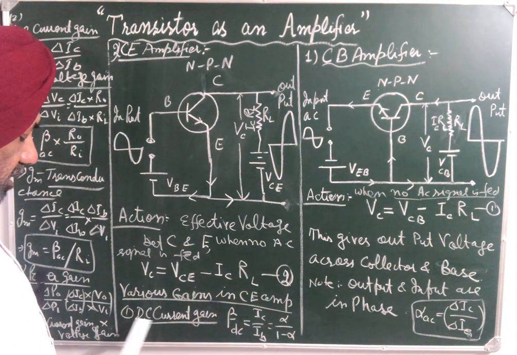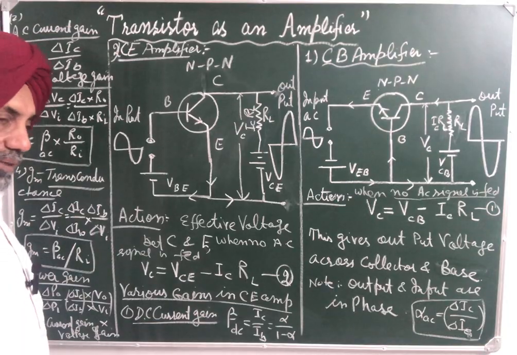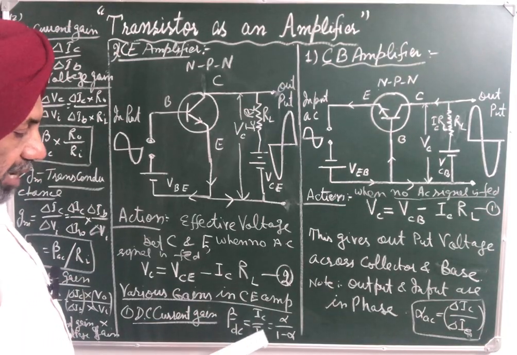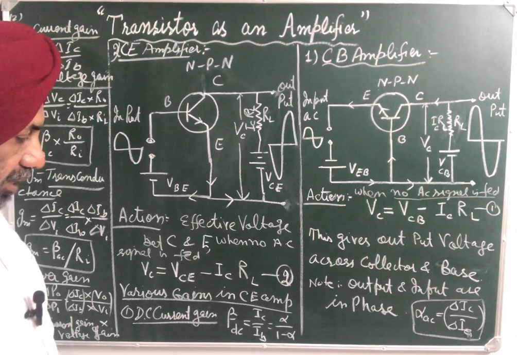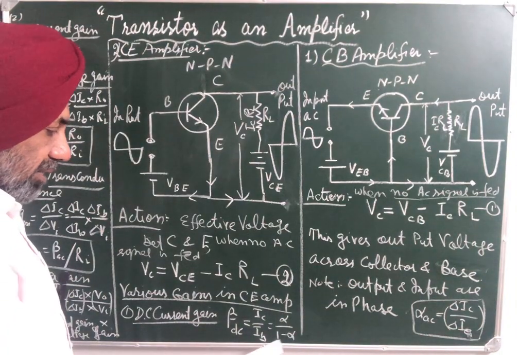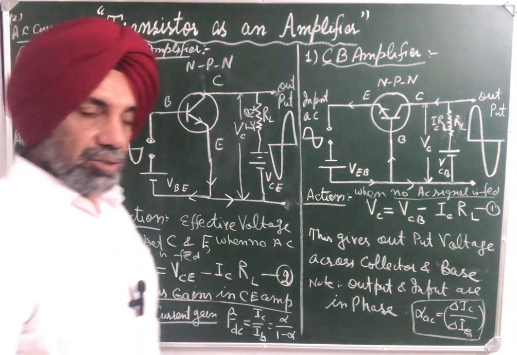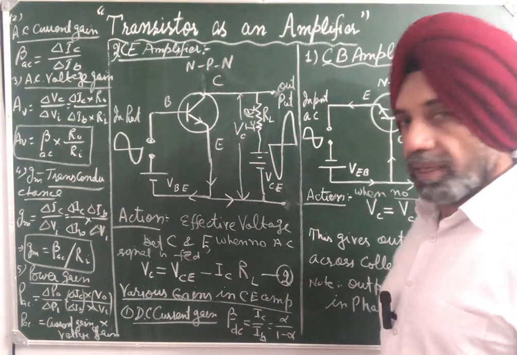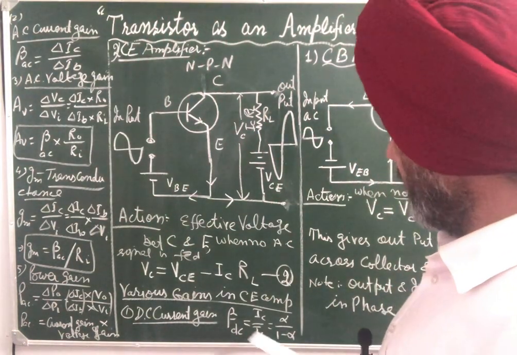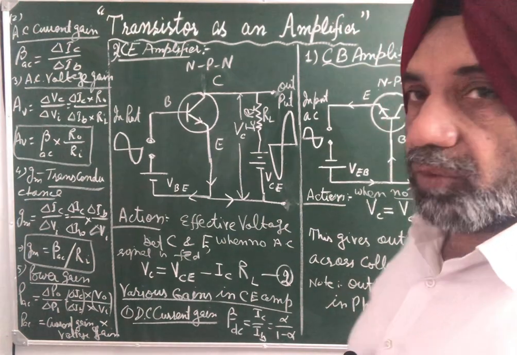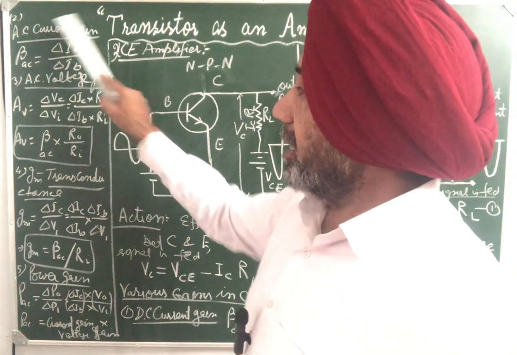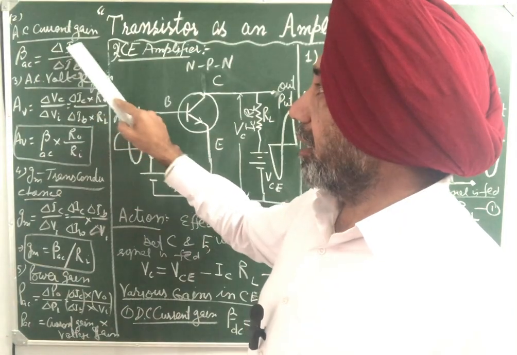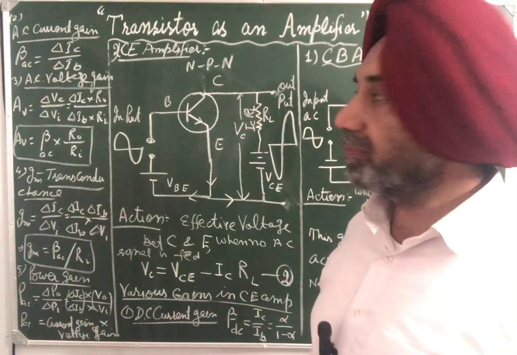So, various current gains in common emitter. First, DC current gain: beta DC is IC upon IB, and because the emitter is common, it is alpha upon 1 minus alpha. We had derived this equation. This is the DC current gain, which is defined as the ratio of collector current to base current, and again beta is equal to alpha upon 1 minus alpha. AC current gain is defined as the change in collector current to the change in base current.